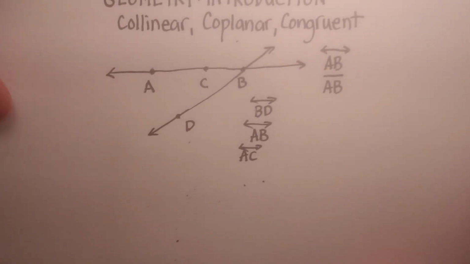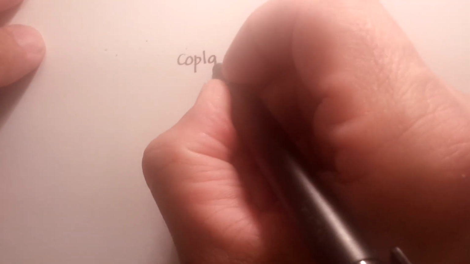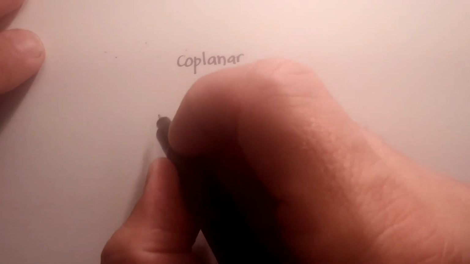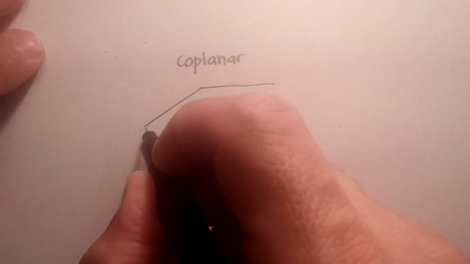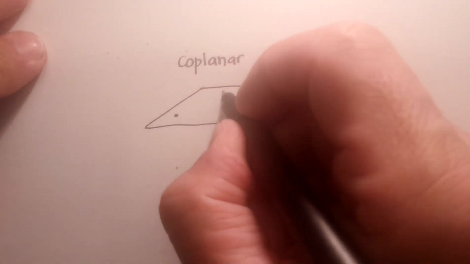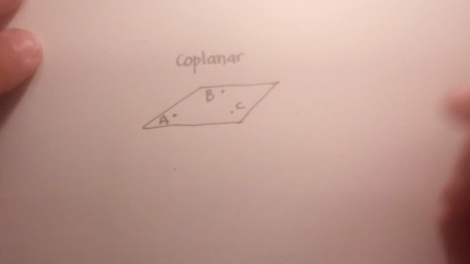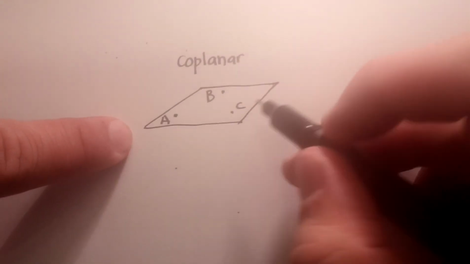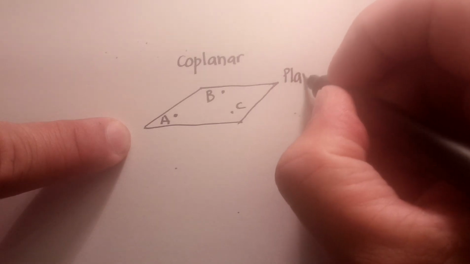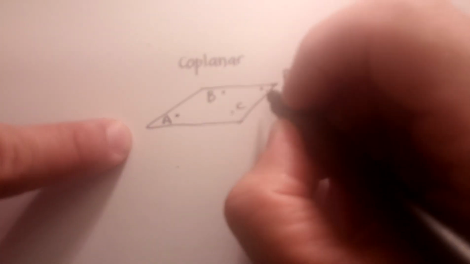Now let's look at another concept, and that is coplanar. And as you probably guessed, coplanar has to do with planes. So coplanar. Remember that when you draw a plane, you need at least 3 points. So let's draw our plane. And again, let's put 3 points on this plane, and let's call them A, B, and C. So again, remember, I can call this plane ABC.